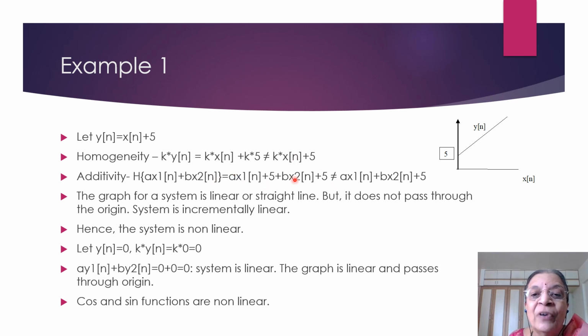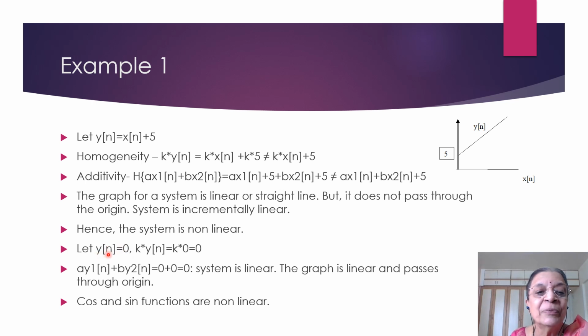Similarly, in case of additivity, what will happen? a1 x1[n] plus 5 plus b x2[n] plus 5. So it will just get added, but it is not equal to a1 x1[n] plus b x2[n] plus 5. So this will be added by 10. So it is not obeying the additive property as well. So in this case the system is not linear, but you can say it is incrementally linear. That means if we avoid this bias and if we plot delta x divided by delta y, it will be linear. So it is called as incrementally linear.